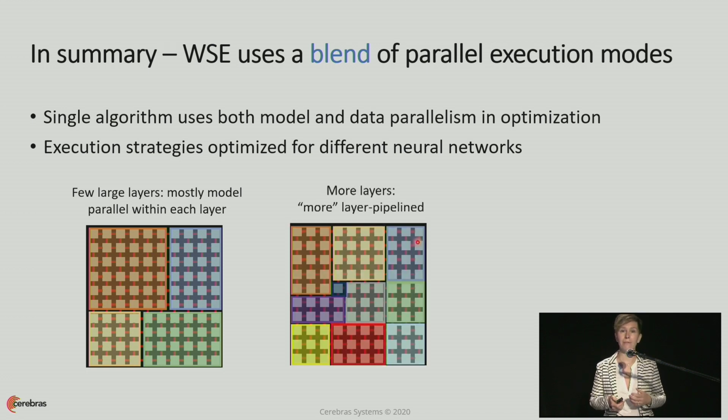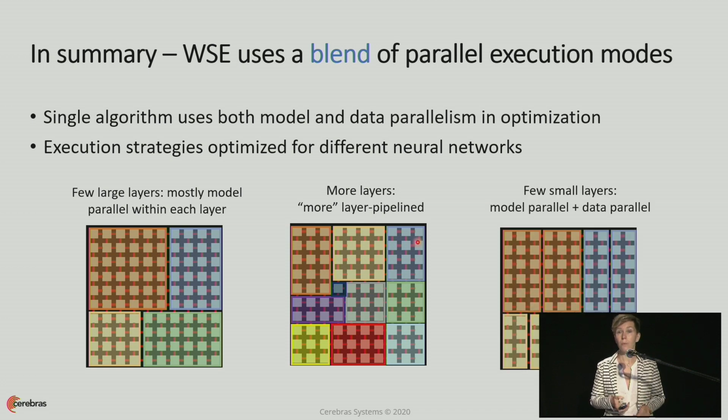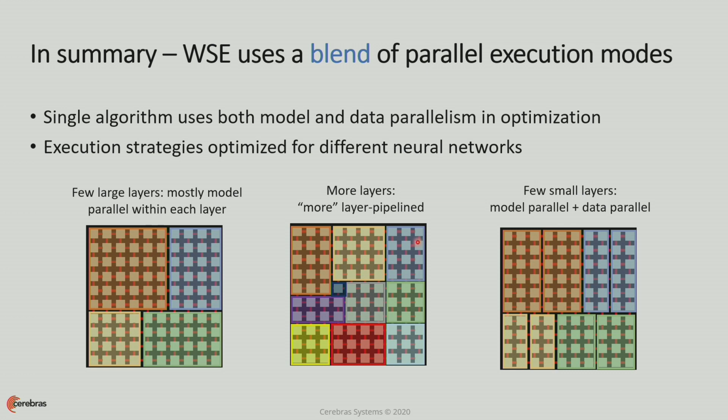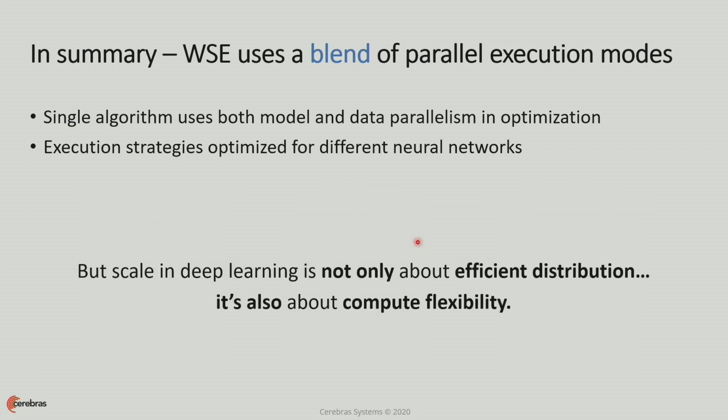When we have deeper models, which have more layers, then we will more heavily rely on layer pipelining. We'll still keep all the model on the chip, and probably there will be a smaller degree of intra-layer parallelism, because every single layer will get fewer cores, fewer processing elements allocated to it, but it will be more of a layer pipeline execution. And for small models where we can't leverage the whole chip with model parallel execution only, we add data parallelism and we start to replicate some of the layers. So this all gives us a very good way to distribute workloads across the chip.